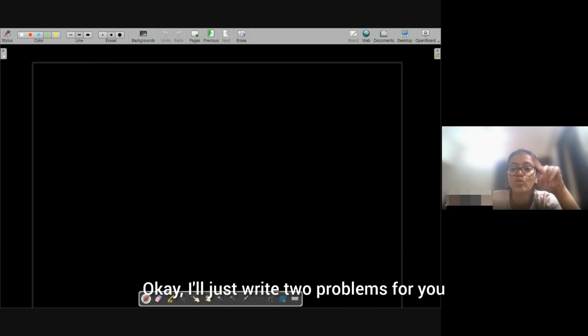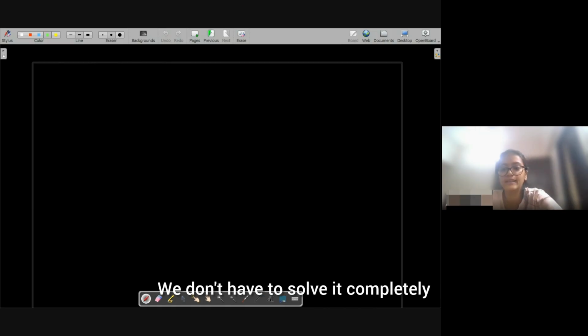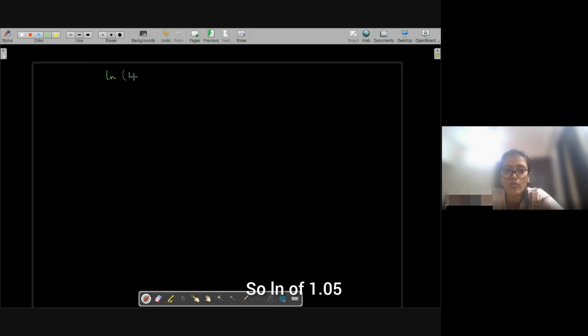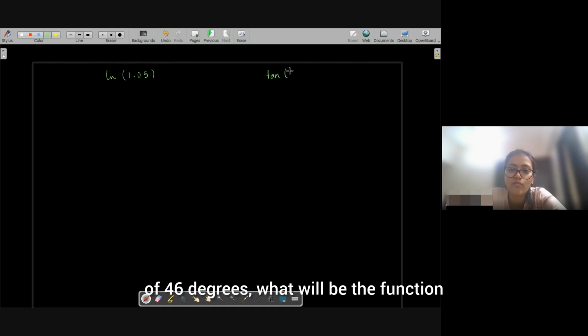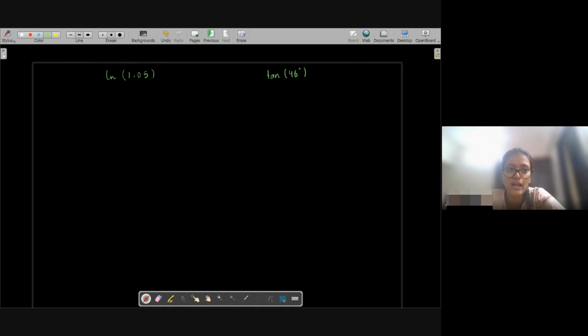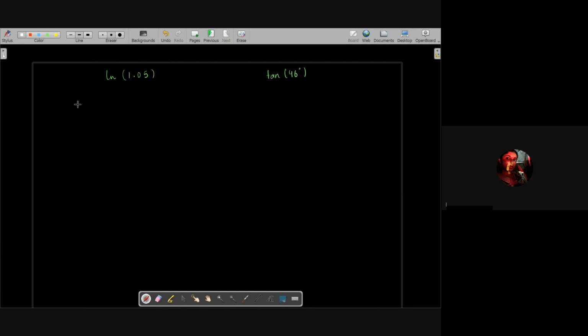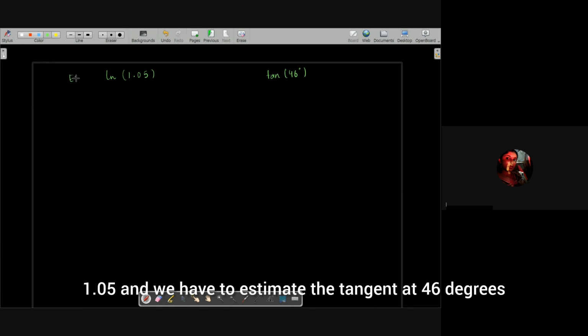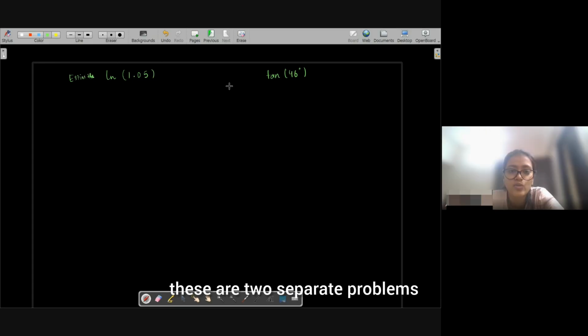Okay, I'll just write 2 problems for you. We don't have to solve them completely. You can just tell me what will be the value of A. So ln of 1.05, you have to estimate it, and tangent of 46 degrees, what will be the function and what will be A? Because the rest of the part is easy. So 1.05, and we have to estimate the tangent at 46 degrees? These are 2 separate problems.